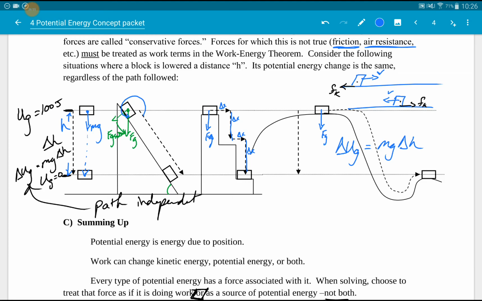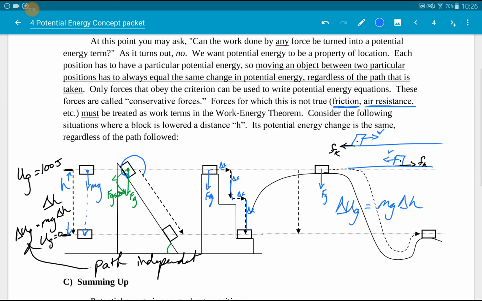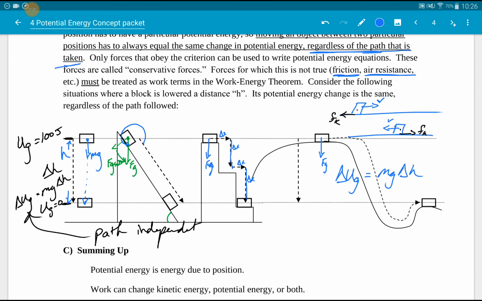So, in summary, you can hopefully see and appreciate the utility in thinking about certain things as a potential energy, because potential energies don't depend on the path. Moving an object between two particular positions has to always equal the same change in potential energy regardless of the path that it's taken. Potential energies are usually way easier to use than the work terms that you could use instead of them.